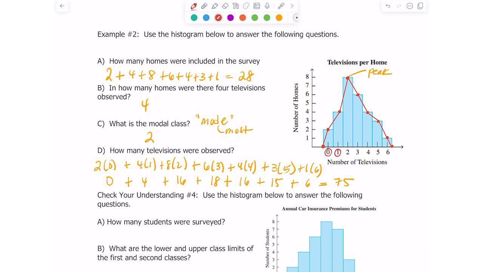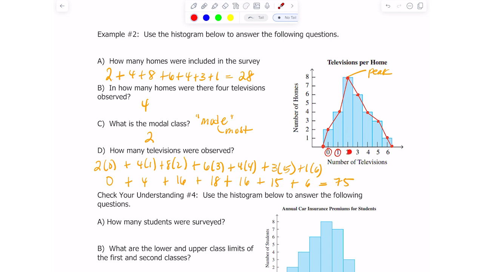So, again, frequency means counts, so we can easily look at this. If you were to remove the histogram, like pretend it was erased, you'd be left with this bar graph. We just call it a frequency polygon. And you can see the frequencies, right? It's in the middle. Like I can easily tell here that there were 8 homes that had 2 televisions.